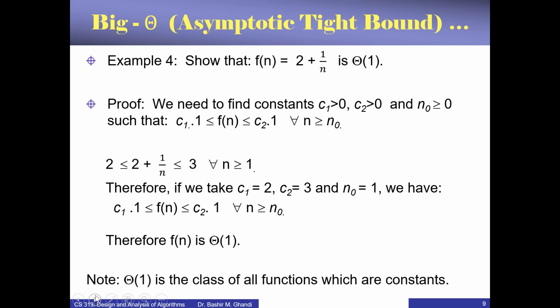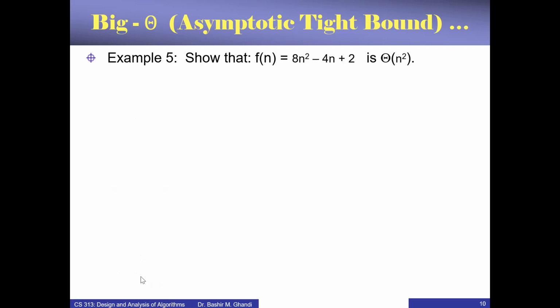So we note here that theta of 1 is the class of all functions which are constants. All algorithms whose running time doesn't depend on n actually belong to this class. They belong to the class of theta of 1. Another example: show that fn, which is equal to 8n squared minus 4n plus 2, is theta of n squared.